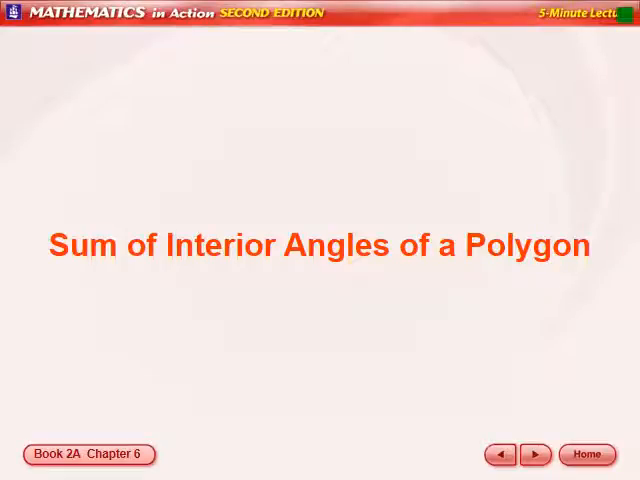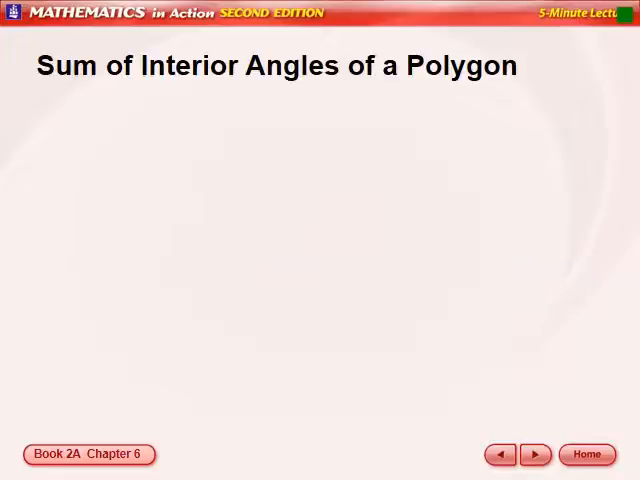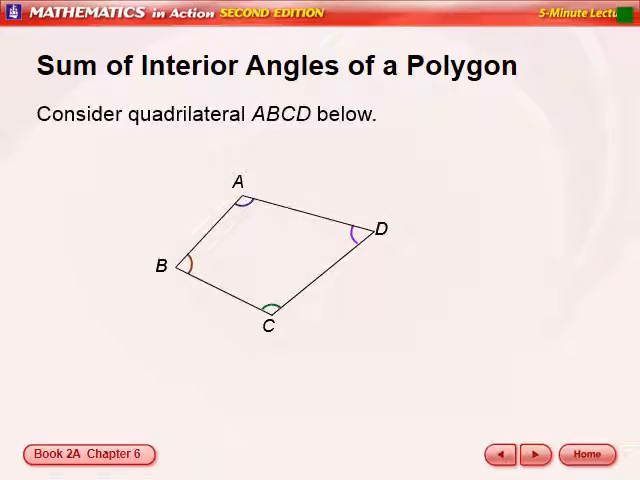Sum of interior angles of a polygon. Okay, right now we consider the quadrilateral ABCD below. There are 4 interior angles here. If we want to find out the sum of all these 4 interior angles, we have one method.